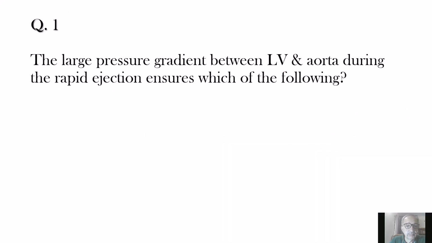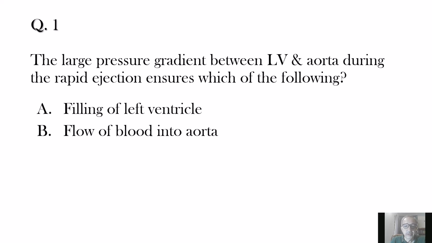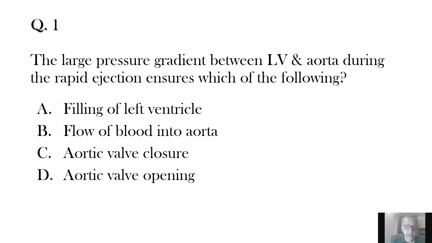Question 1. The large pressure gradient between the left ventricle and aorta during the rapid ejection ensures which of the following? The options are filling of the left ventricle, flow of blood into the aorta, aortic valve closure, aortic valve opening. The answer must be the flow of blood into the aorta, because in aortic stenosis there is a resistance offered by the stenosed valve. So blood finds difficulty in entering the aorta.